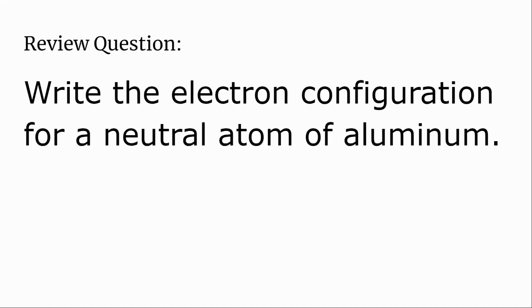What's the electron configuration for aluminum if it's neutral? It's just 13. That's 13 electrons, but we need to put it. 13 is not the answer. Good. 1s2, 2s2, and so on.